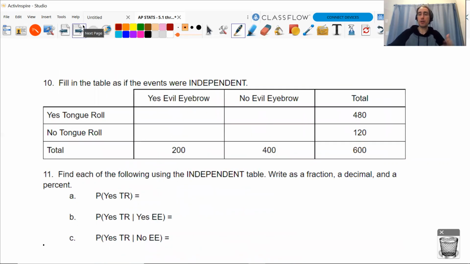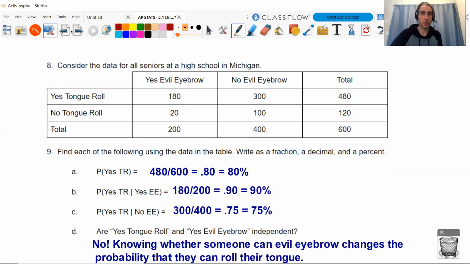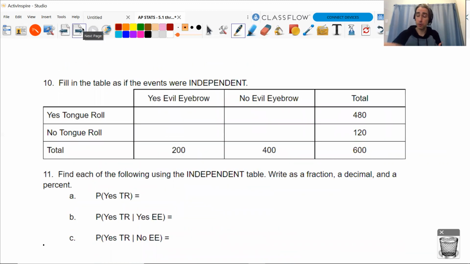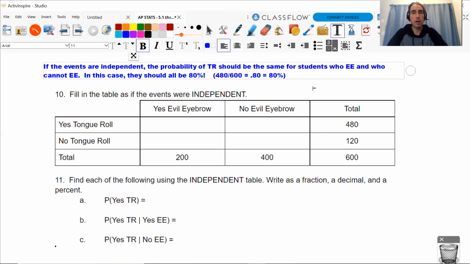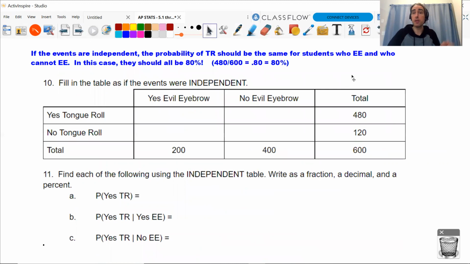Now, let's pretend they're independent. Let's erase all the individual numbers here and make up our own numbers, just for the sake of proving what independence means. From each of the following, we can use the independence rule. If they are independent, the probability of tongue roll, TR, should be the same for students who can evil eyebrow and who cannot evil eyebrow. In this case, they should all be 80%. So what's 80% of 400? What's 80% of 200? Those should be the same for them to be independent of each other.